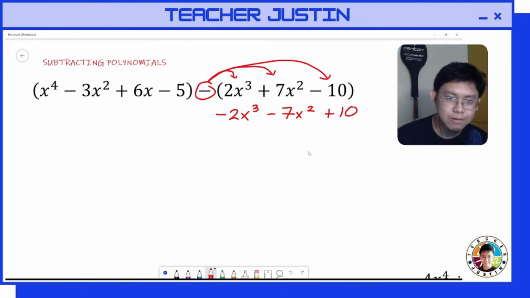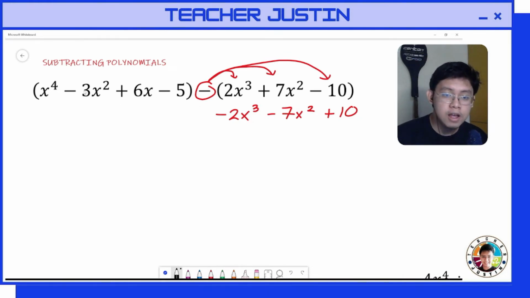Alright, now after distributing our negative sign, we will proceed to combining like terms. So we're going to list down our polynomials and align every common term. Let's start first with our first polynomial, which is x raised to 4 minus 3x squared plus 6x minus 5.